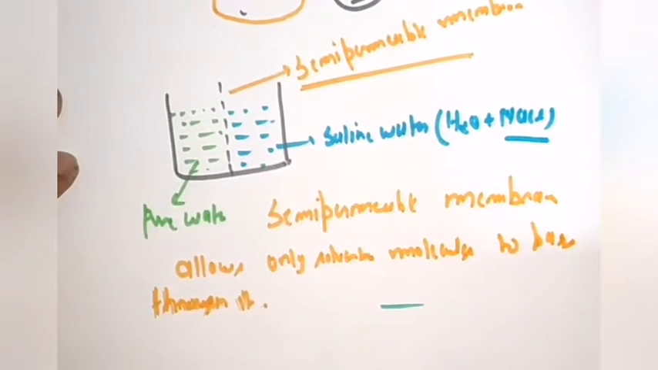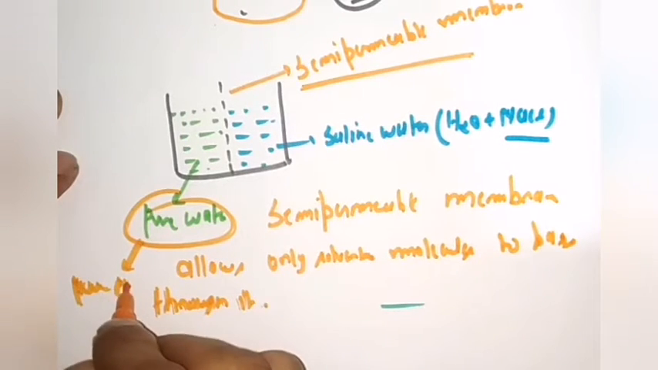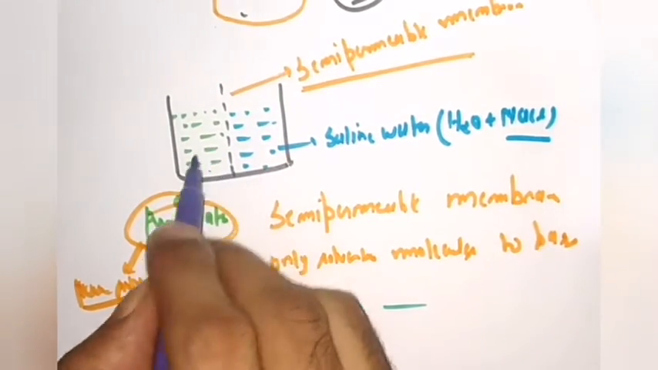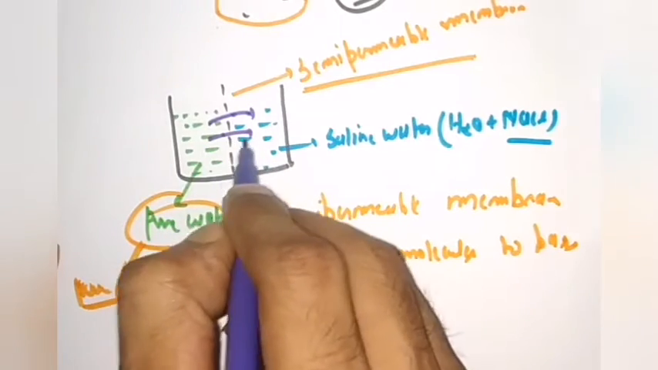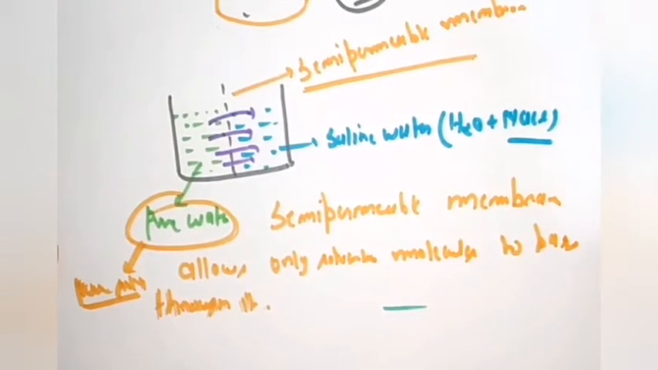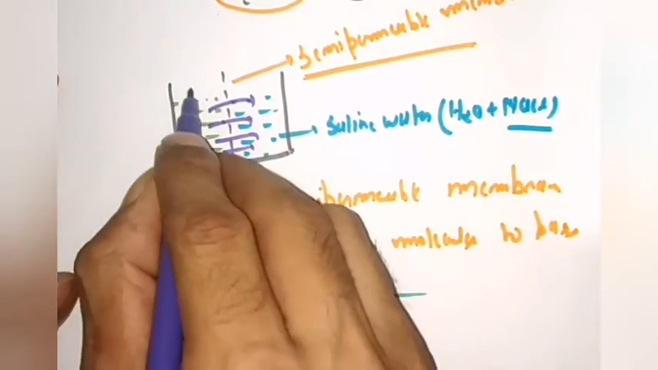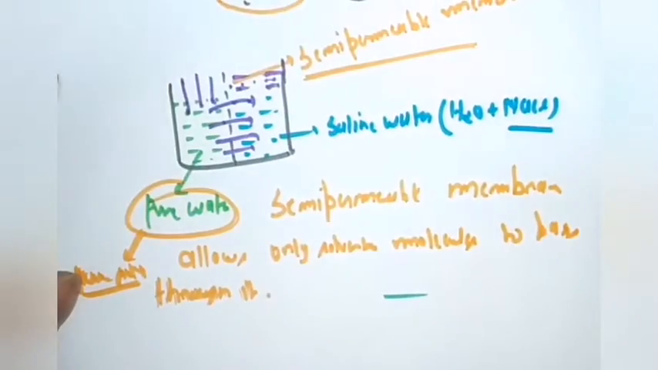So here this is pure water, and this will be pure solvent. What used to happen over here? Initially the flow of solvent molecules, that means pure water, will take place from this side to this side, because here is a semi-permeable membrane, and a semi-permeable membrane allows only solvent molecules to pass through it. So what will happen? The level of water on this side will decrease, and on this side the level will get increased.